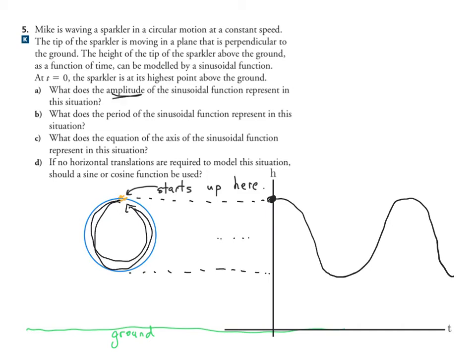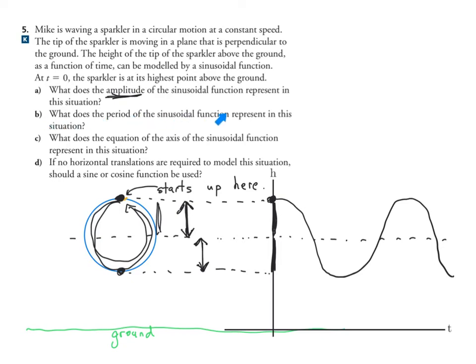Oh yeah, amplitude. So the amplitude is from the middle point up to the top, or from the middle point down to the bottom. So in this case, what does the amplitude represent in this situation? The amplitude is going to be this distance here. So half the distance from the highest point that he turns this sparkler to the lowest point that he turns this sparkler. That would be the amplitude. So this distance here, or you can say it's this distance here, same thing.